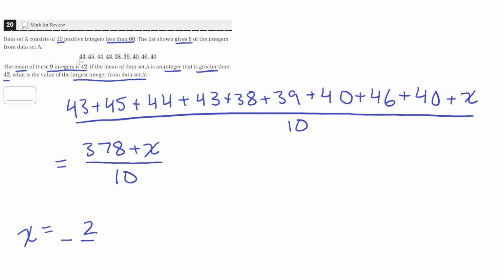And since the x value has to be larger than 42 but less than 60, the only number that has a 2 in the ones place that is larger than 42 and less than 60 is 52. So x has to be 52. And if we look at these numbers, we can see that 52 is the largest of these 10 numbers. So the largest integer in dataset A is 52, which is the 10th term.